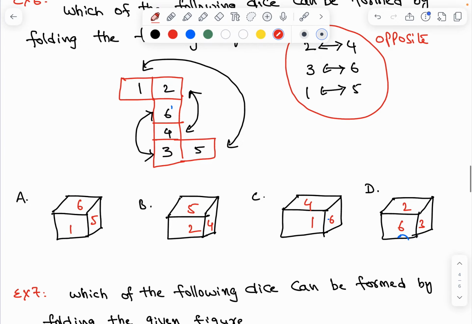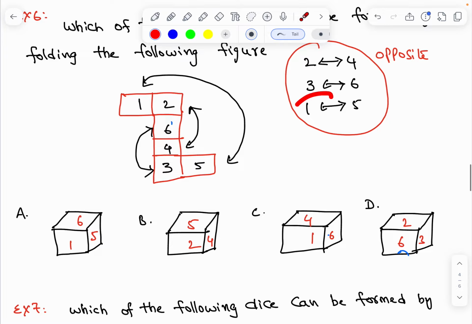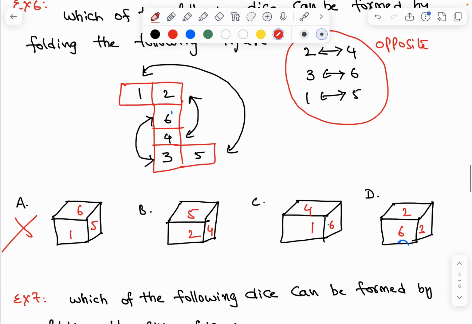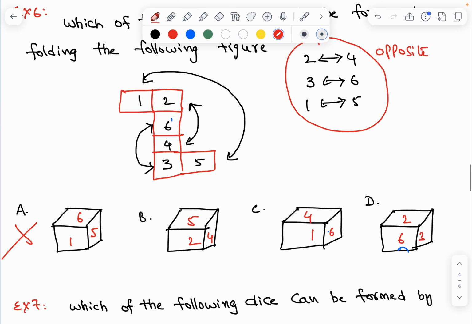First diagram, you can observe. What is the rule? 1 and 5 are opposite. But here 1 and 5 are adjacent. Therefore, this is wrong. 2 and 4 are opposite. In diagram B, 2 and 4 are adjacent sides. Therefore, it is wrong.